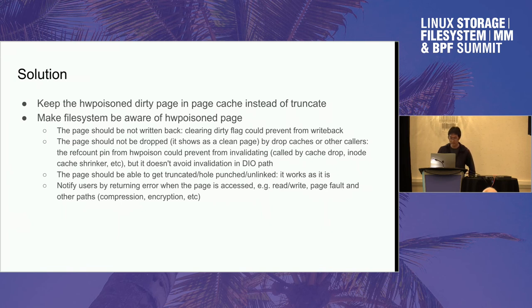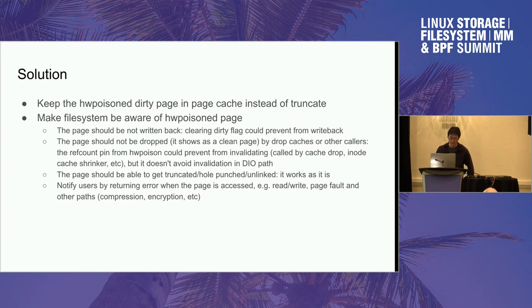And the solution I'm going to propose is simple. First of all, we keep the poisoned dirty page in the page cache instead of truncating. The second step is that we have to make the other filesystems aware of the poisoned page, because in the current design and implementation of the filesystems, there's no check whether the page cache page is poisoned or not. The filesystem assumes the data in the page cache is always consistent, and actually ignores the poisoned page. So we have to make the other filesystems aware that there may be a poisoned page existing in the page cache.